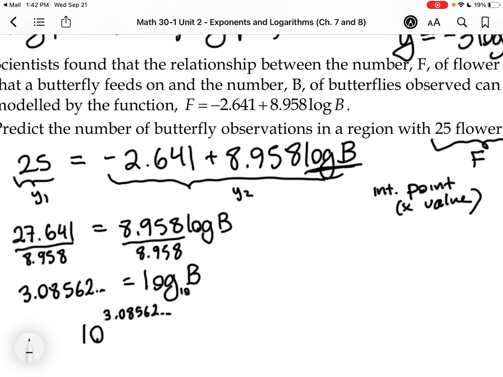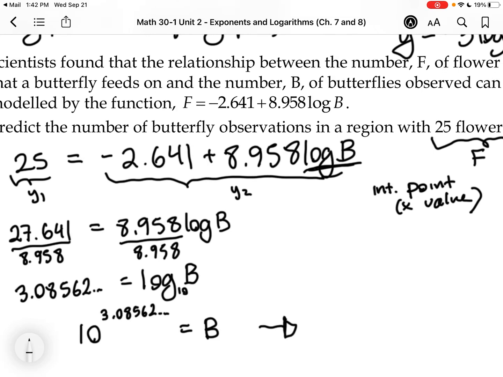If you have that number in your calculator, don't erase it. Use your answer button, and then you can just put it right back in. And that's equal to b. So to get the value of b, we need to go on our calculator, 10 to the power of 3.08562, etc. I'm going to do that quickly, using my answer button so I keep all those decimal places. And to the nearest butterfly, I'm getting that b equals 1,218.